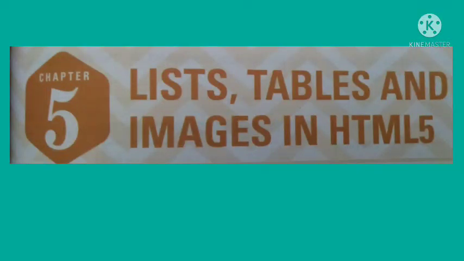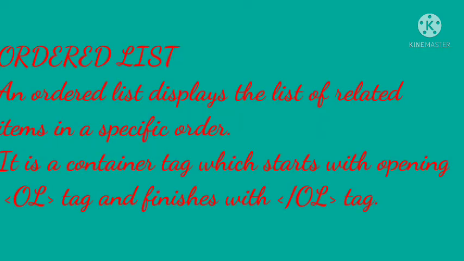Good morning, dear students. Today we will continue the fifth chapter, Lists, Tables and Images in HTML5. Yesterday we studied the first type of list, that is unordered list. Today we are going to study the second type of list, that is ordered list.